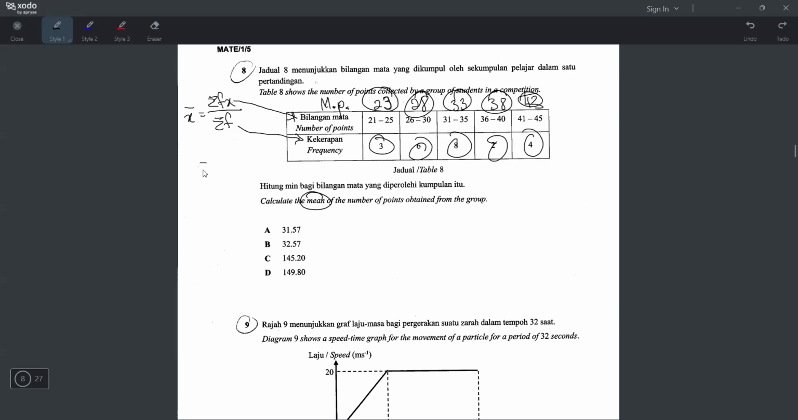Of course, this is not your answer yet. This is just the sum of all the midpoints times frequency. You still have to divide by the total frequency, which is 3 plus 6 plus 8 plus 2 plus 4. Okay, how much is this? 14, 20, 23, I think. Right? So you just press 749 divided by 23. Okay, my calculator gives me 32.565. So 32.57. So B is the answer. Right? So, yeah, that's all.